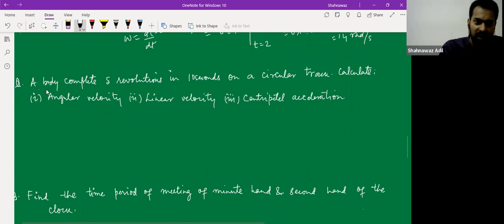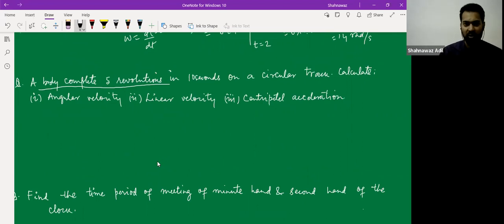Okay, so now the second question. Okay, Arpit, a body completes 5 revolutions. 5 revolutions means how much angular displacement? Only the magnitude of angular displacement. So a body starts from, let's say, this point, 1 revolution, 2 revolutions, 3, 4, 5, right? So what will be the total angular displacement?